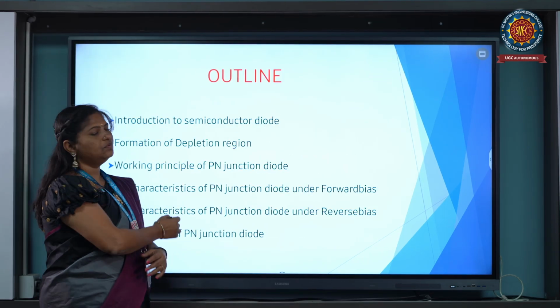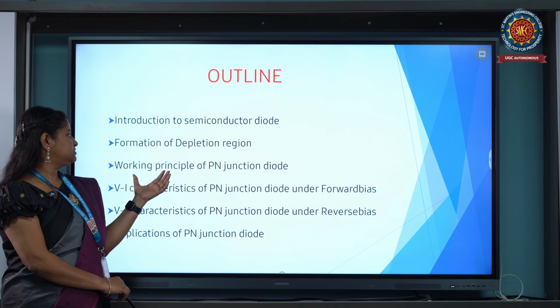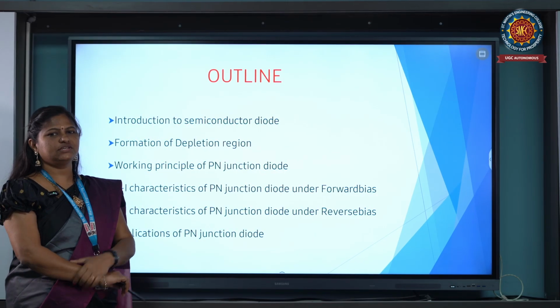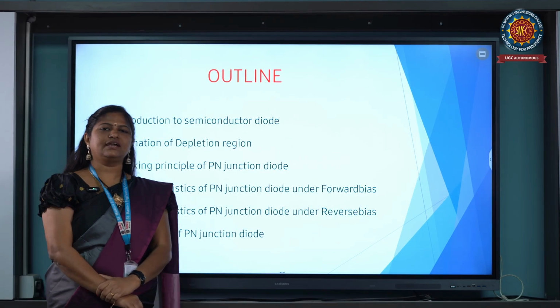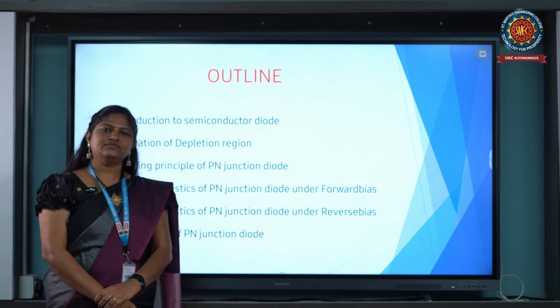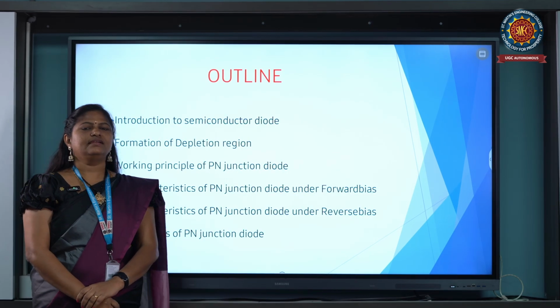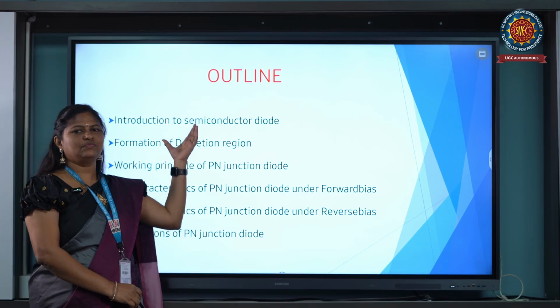Today I would like to discuss the PN junction diode: what is a PN junction diode, how it is formed, the formation of the depletion region, the working principle of the PN junction diode, and the voltage and current characteristics of the PN junction diode under forward bias and reverse bias conditions. We'll also see a few applications. At the end of the section, we will be able to understand these parameters.